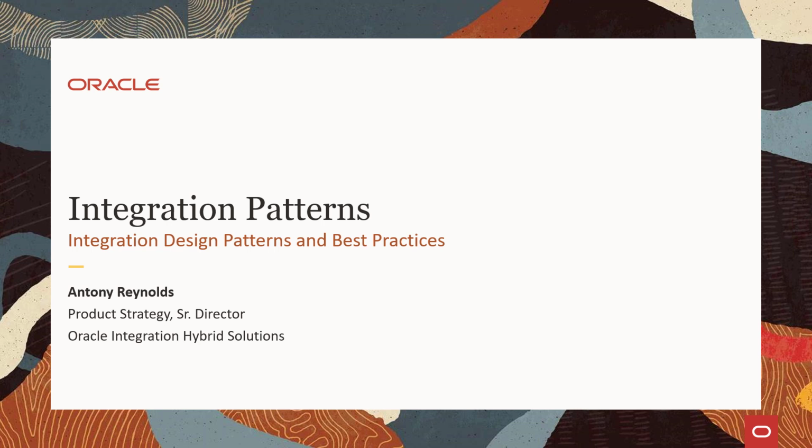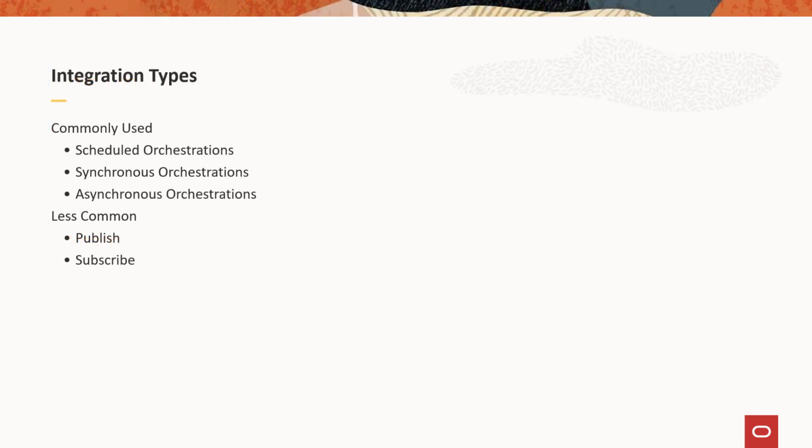Okay, let's talk about some specific patterns within OIC. So OIC, as you're probably aware, has three frequently used types of integration and another couple of less commonly used ones. The three commonly used ones are scheduled orchestrations, synchronous orchestrations, and asynchronous orchestrations. We also have publish and subscribe options, and we will touch briefly on those.